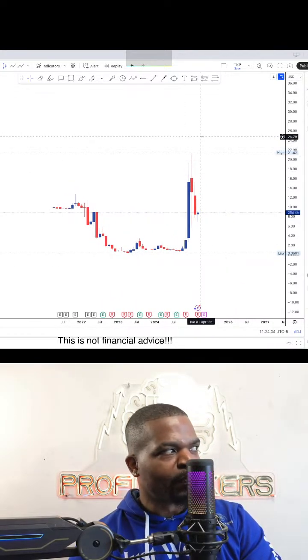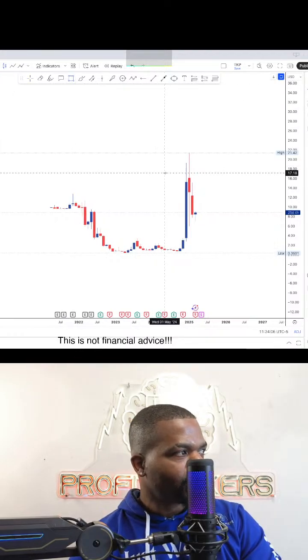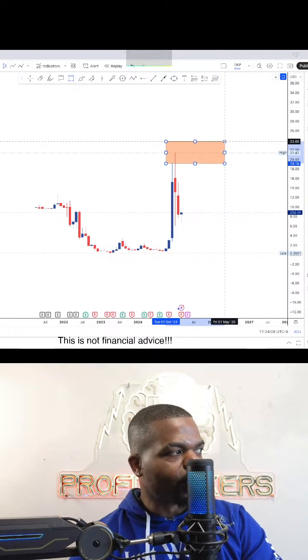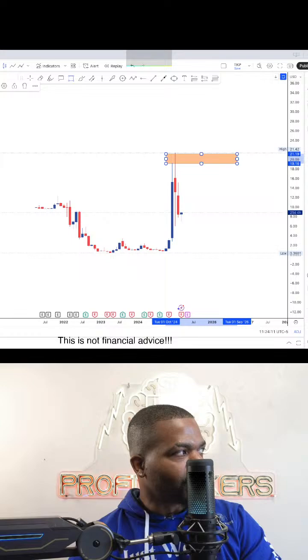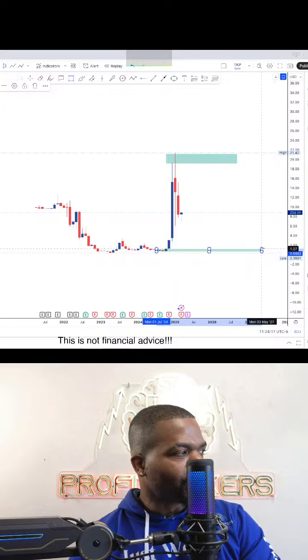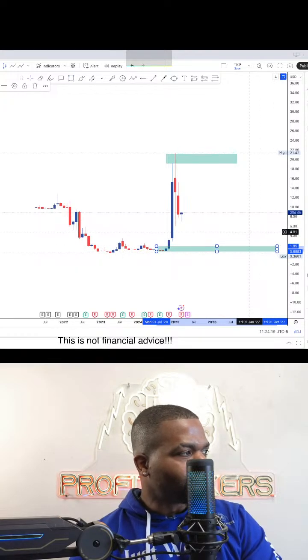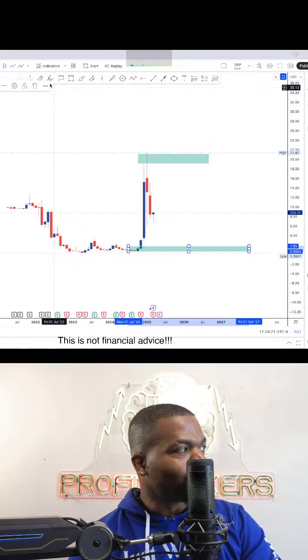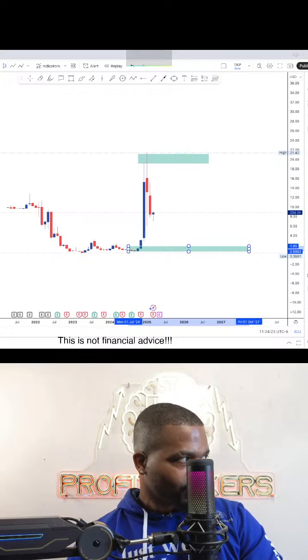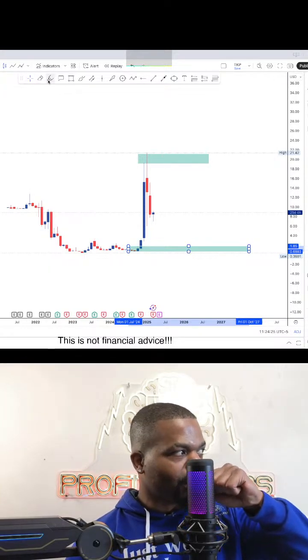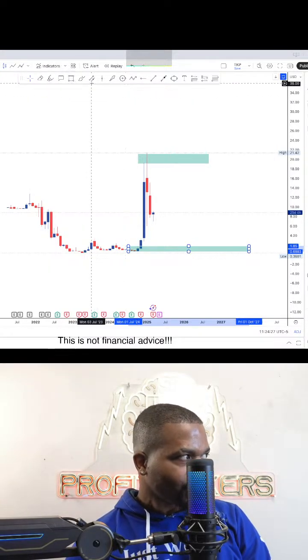Okay, so right now, the only thing that we should do is identify these major levels. This is a major level of support right here at the highs, key level. Down here at the lows, we got your support. Right now, you're trading in the middle of price, a really dangerous area to start looking for trade setups.